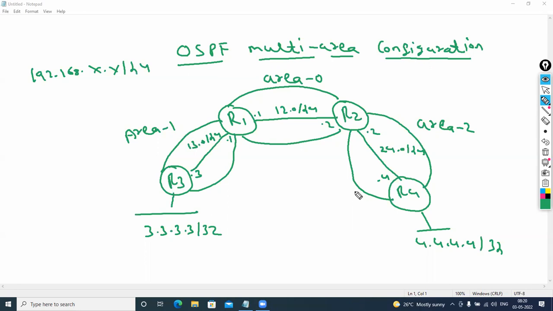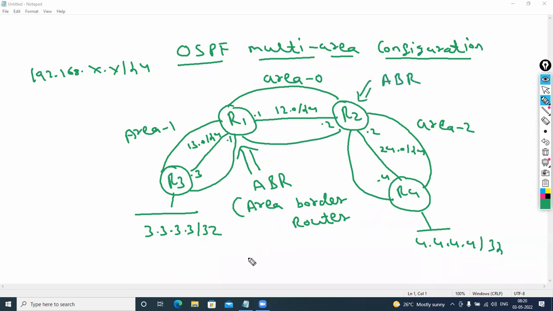So one more key point to remember. The router connected to two different areas, we call that router an ABR. Remember, ABR stands for area border router. So R1 is the ABR and R2 is the ABR. It is a router that is connected with multiple areas.